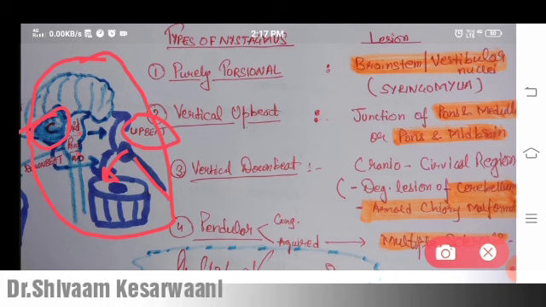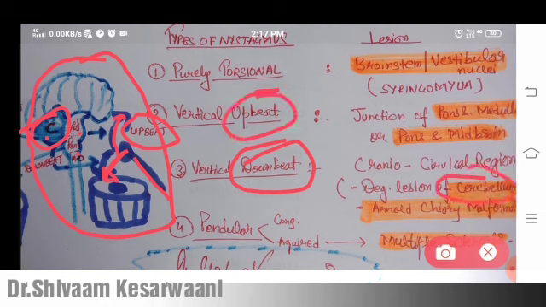Just remember it like vertical downbeat with the cerebellum, vertical upbeat with the midbrain or pons or medulla oblongata. So here you can see the vertical downbeat with lesions of the cerebellum, and vertical upbeat with the lesions of the junction between pons and medulla or pons and midbrain. So this was about upbeat and downbeat. Now it becomes a little simpler.